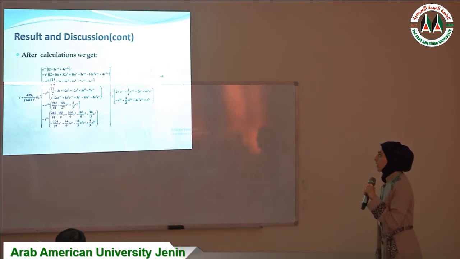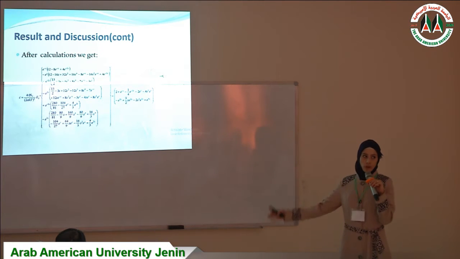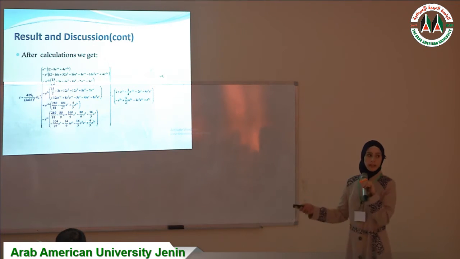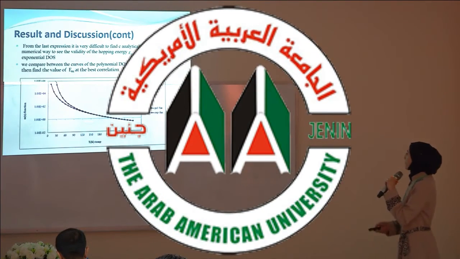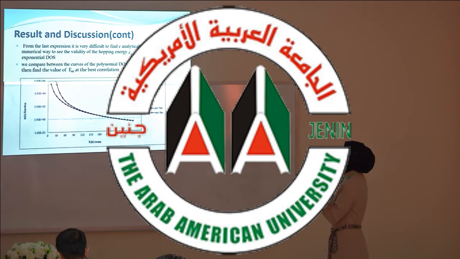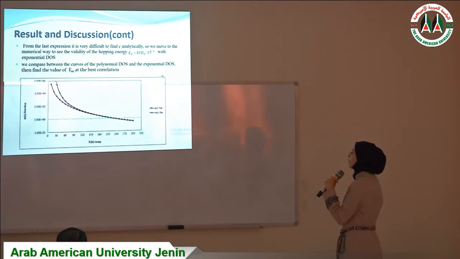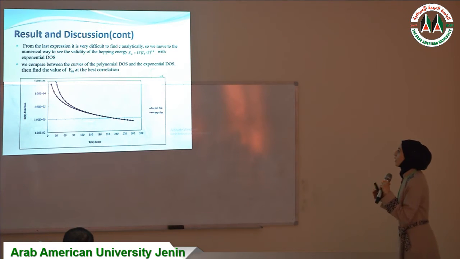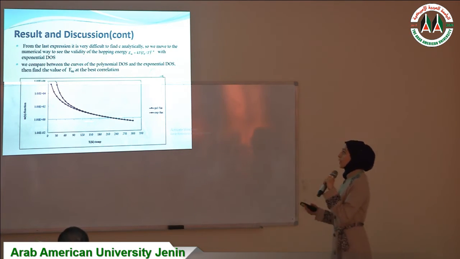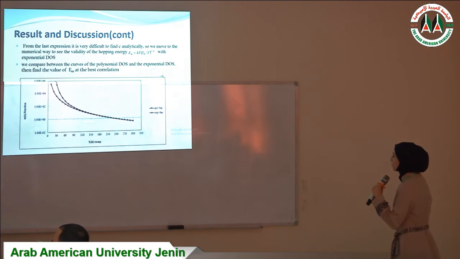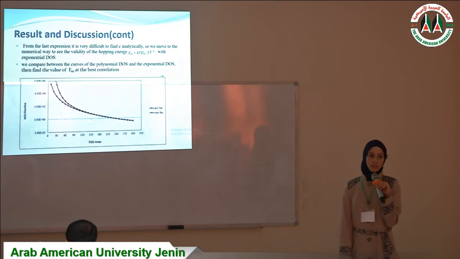After many calculations, we get this huge formula. It's clear that it is a very complicated formula. Then, from the expression, it is very difficult to find C analytically. So we go to the numerical way to prove the validity of the hopping energy EM with this relation in exponential density of state.